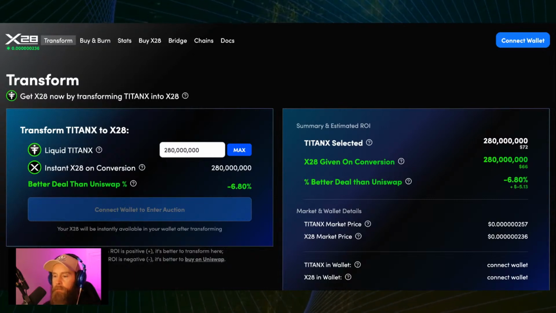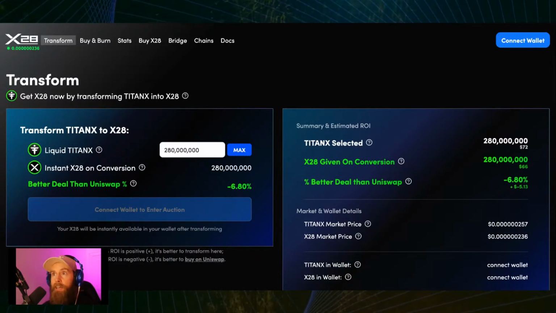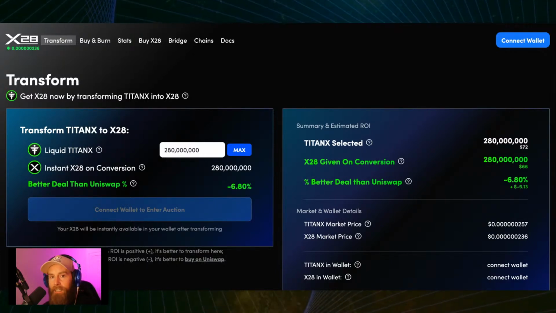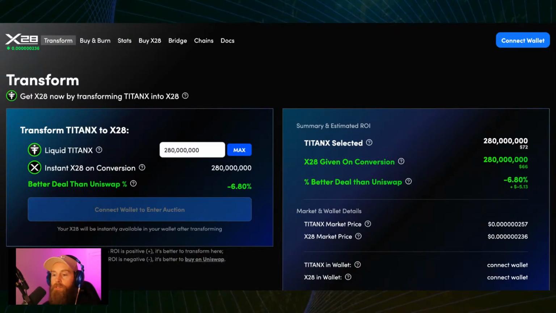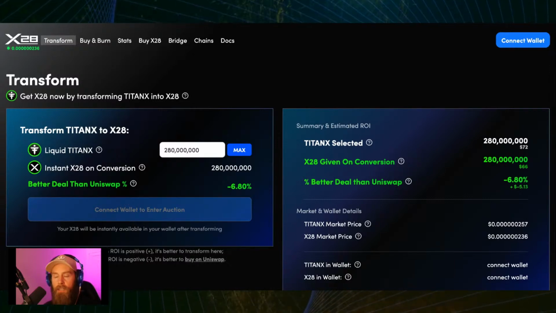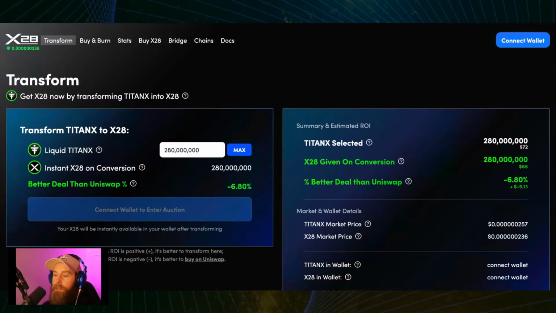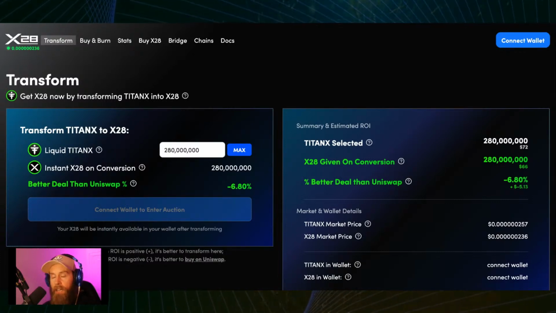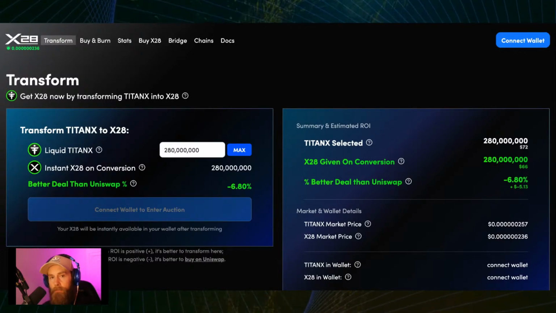But the big thing with TORUS is that, because TORUS is a perpetual protocol, meaning every single 88 days it allows you to replay the game, to come back in, to bring in more Titan X or more ETH, the game for TORUS was going to burn a ton of Titan X. It was also going to mint a ton of X28.